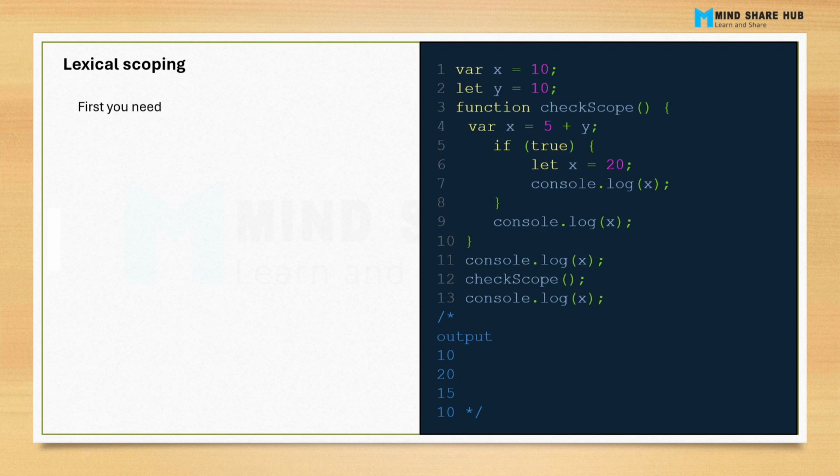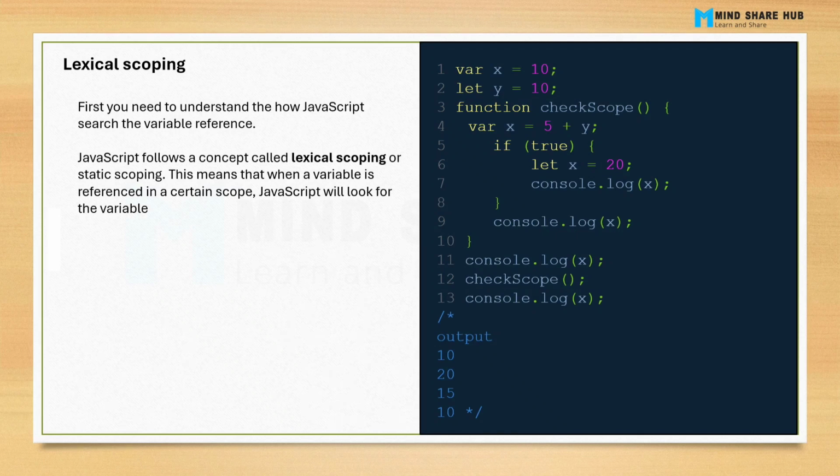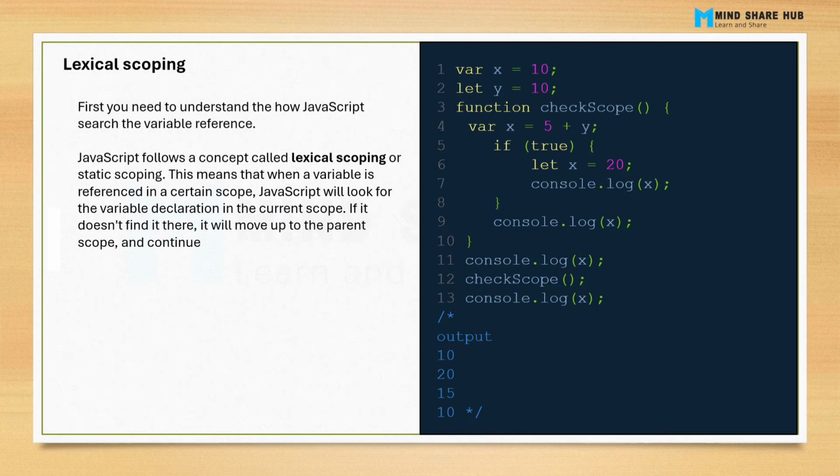First, you need to understand how JavaScript searches for the variable reference. JavaScript follows a concept called lexical scoping or static scoping. This means that when a variable is referenced in a certain scope, JavaScript will look for the variable declaration in the current scope. If it doesn't find it there, it will move up to the parent scope and continue this process until it reaches the global scope or finds the variable.